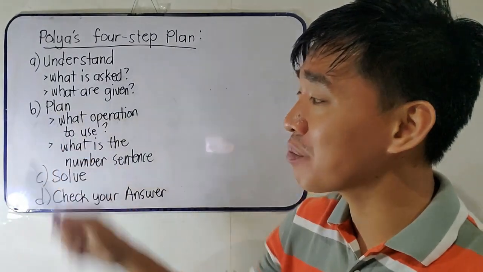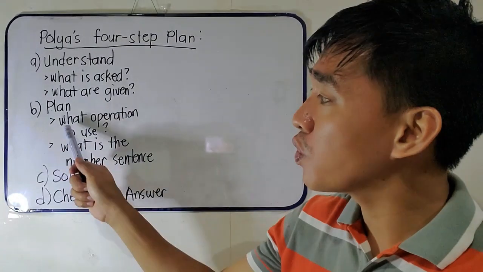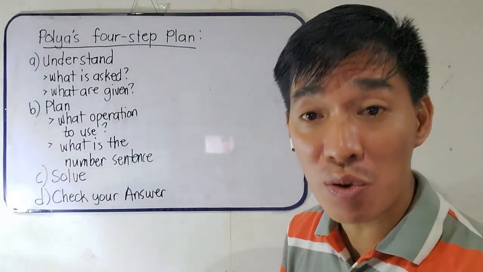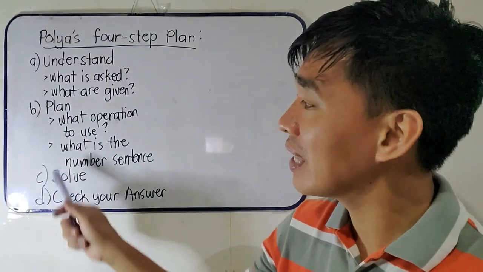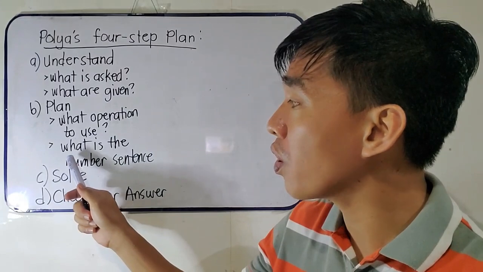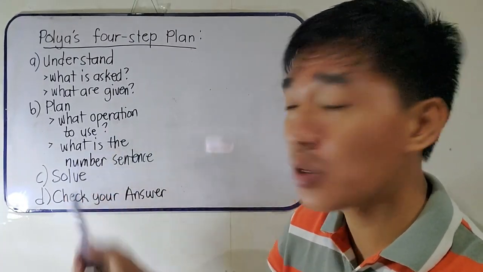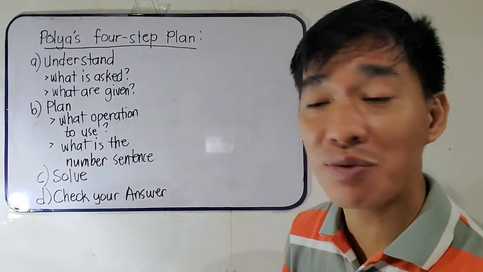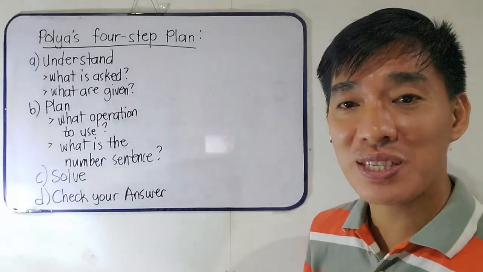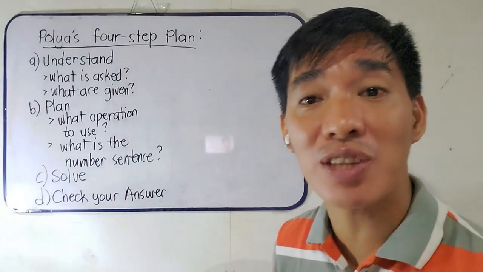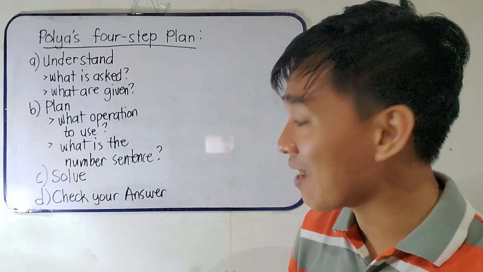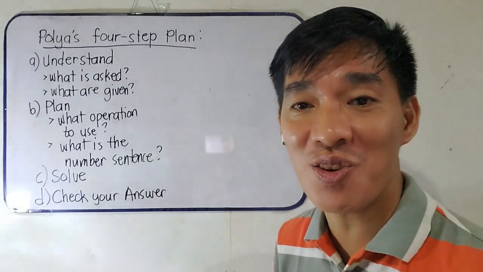Next, step number 2 is plan. So you have to first identify what operation to be used in that particular problem. And the next thing, if you could write it in a mathematical equation, or you could write the number sentence for the problem. So what is the number sentence? Of course, step number 3 is to carry out the plan, or that's the time that you will have to solve the problem. And finally, you have to check your answer.